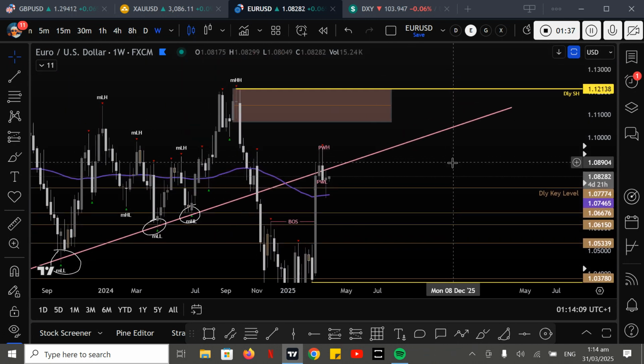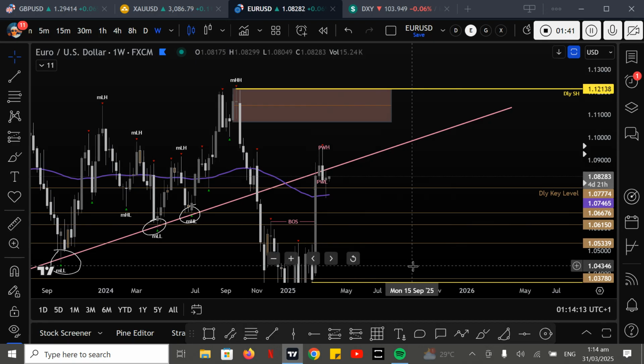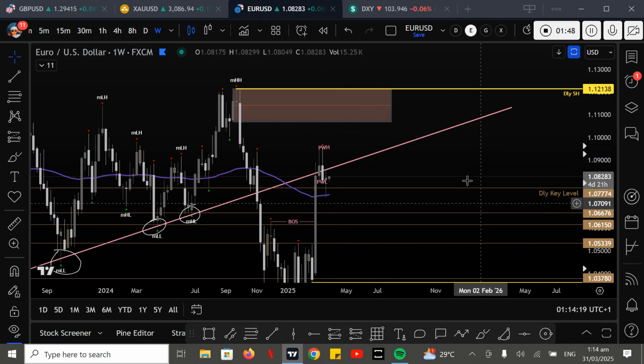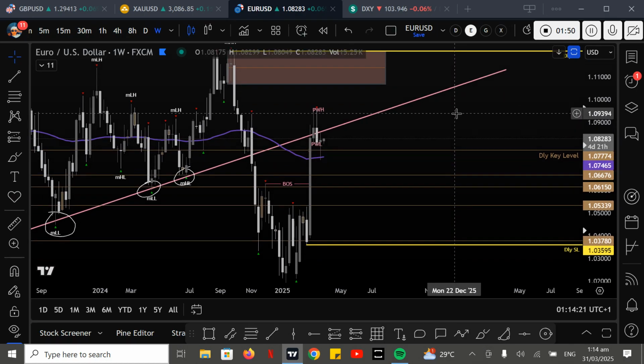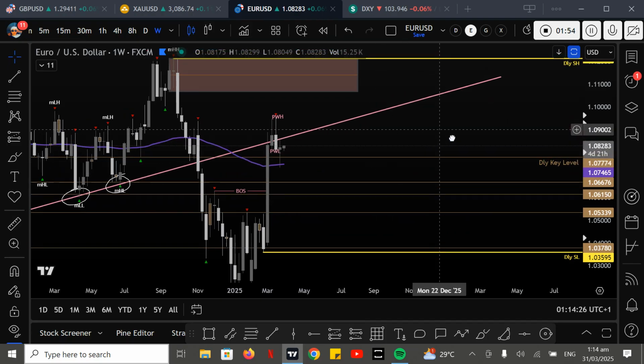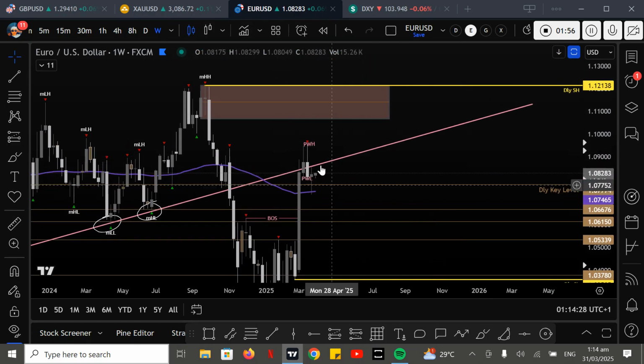So we are anticipating price could just test this and go back down, or price could actually come into this weekly supply and then move to the downside. Having said this, we don't want to dwell so much on the weekly time frame. I just wanted to give us a larger perspective of what price is doing or what we should expect price to do. We can see that on the weekly time frame we are at a resistance level.